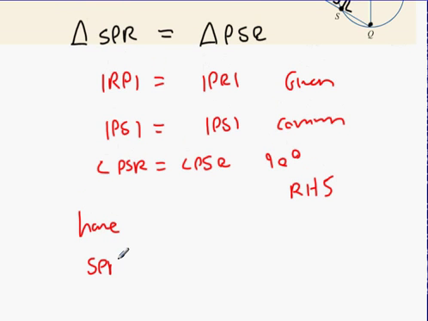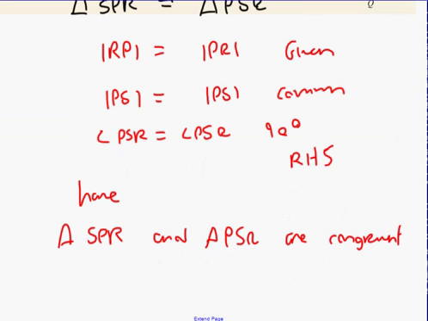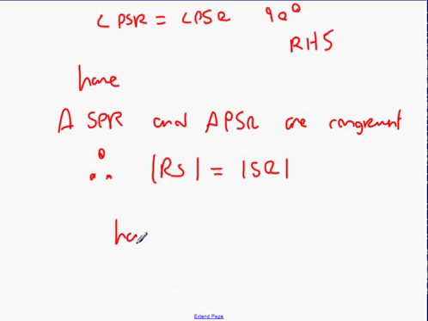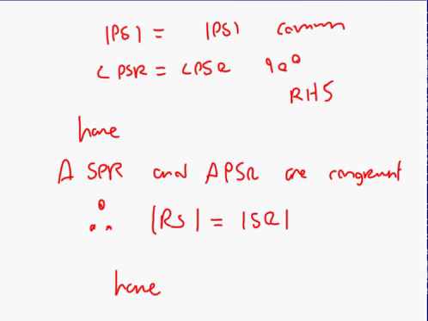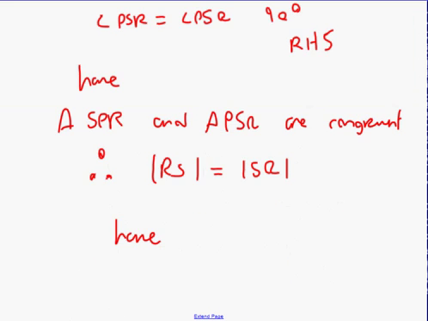Hence triangle SPR and triangle PSQ are congruent, and if they're congruent, these three dots mean it follows that, or hence, RS equals SQ. Hence RQ is bisected at S.